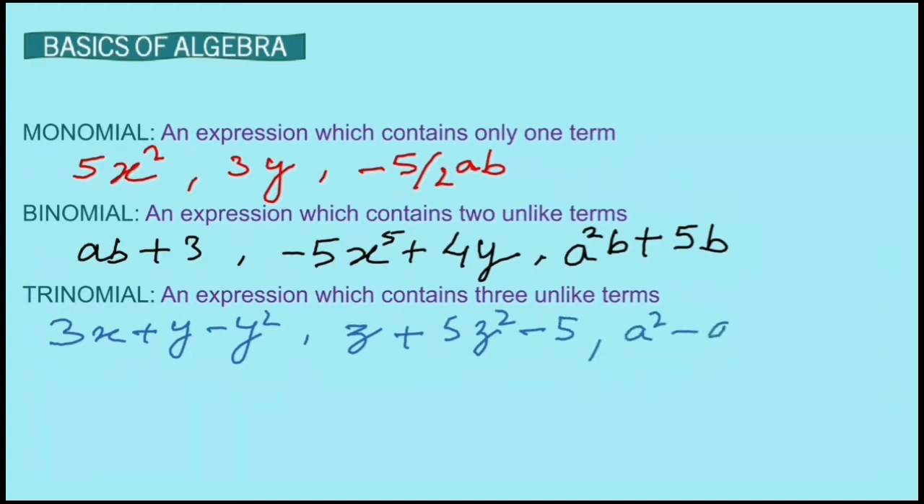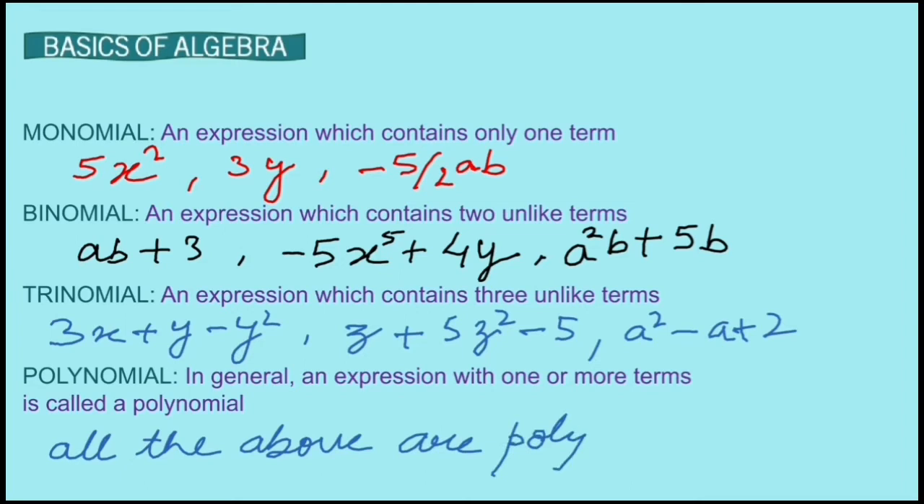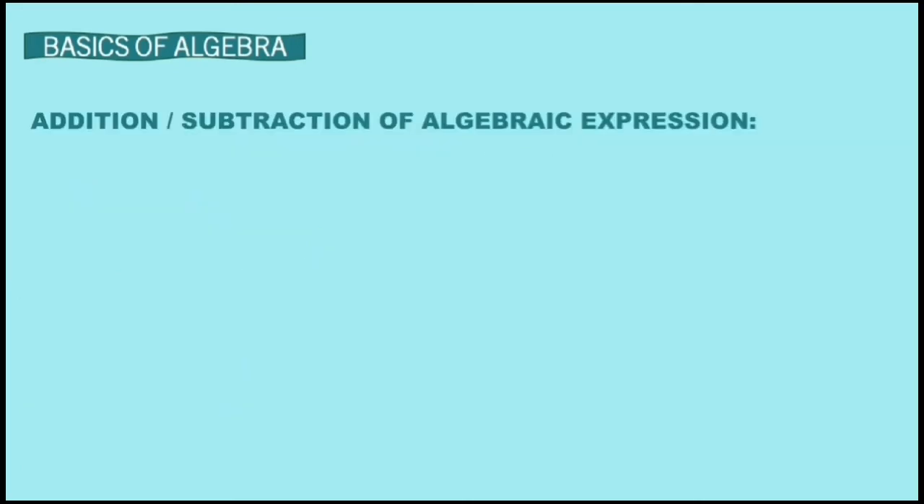In general, an expression which contains one or more terms is called a polynomial, which means that all these examples which we have written here are polynomials. So these were some basic terms which you need to understand about an algebraic expression. Now let us discuss how to add or subtract two algebraic expressions. Let's consider this example. First, I will discuss addition and then subtraction.